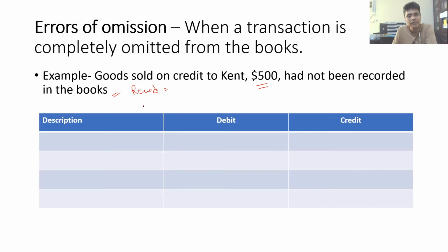So which account to be debited, which account to be credited now? Samira? Kent account should be? Yeah, he is our debtor, no? So Kent account should be debited 500 and sales account should be credited 500 because you have not recorded, you have completely omitted. So now you are recording it. Kent debtor debit, sales account credit 500. Is that clear?